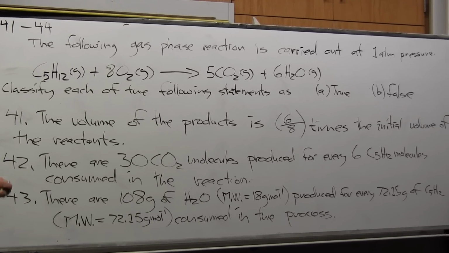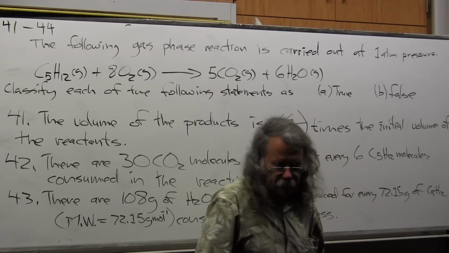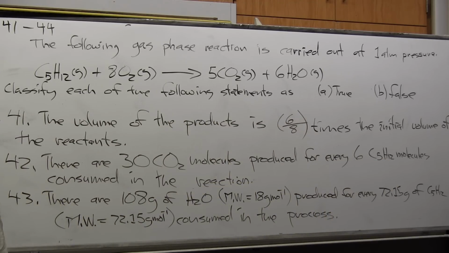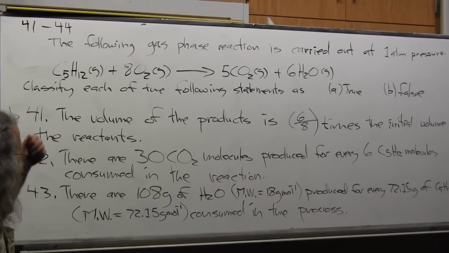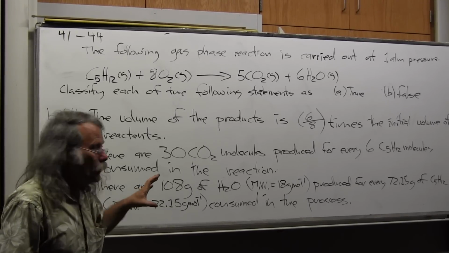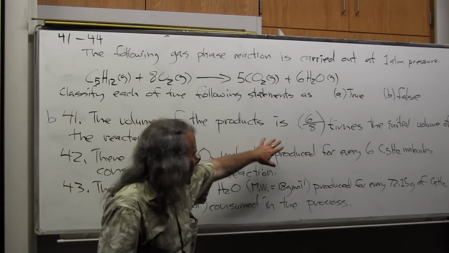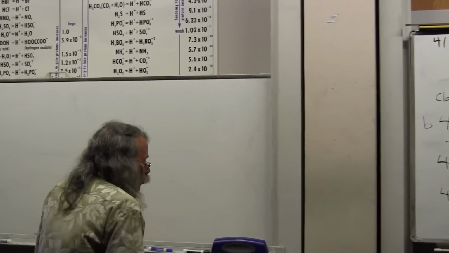Now, number 42. There are 30 CO2 molecules produced for every 6 pentane molecules consumed in the reaction. When I say pentane, I mean C5H12. Okay. Now, in order to answer this question, this information is all going to be obtained from the balanced equation. And we're going to have to do a little dimensional analysis, so I'm going to go over here onto my scratch paper to work out the details.